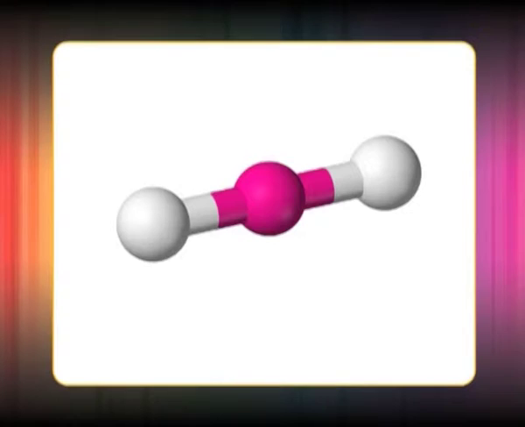If the beryllium atom forms bonds using these pure orbitals, the molecule might be angular. However, the observed shape of beryllium chloride is linear. To account for this, sp hybridization was proposed.